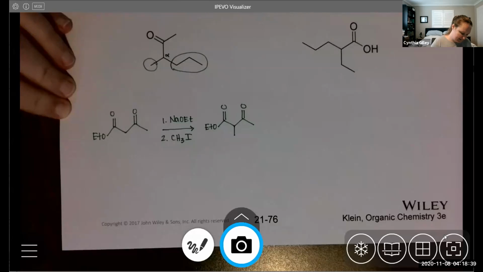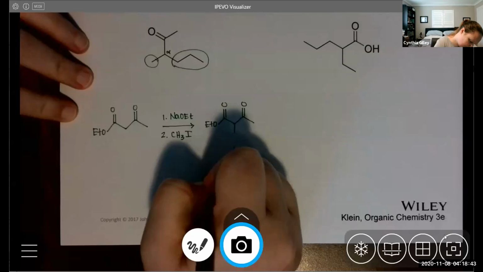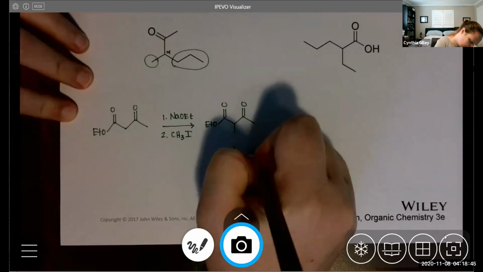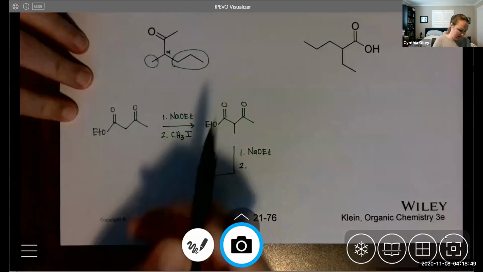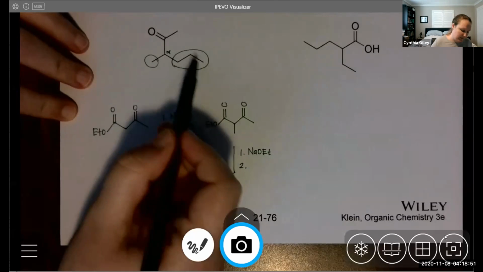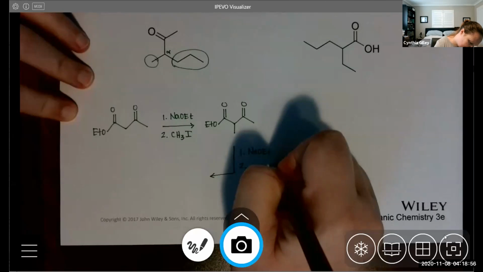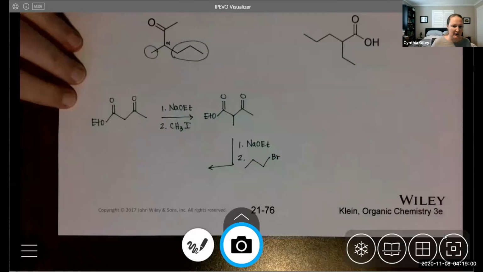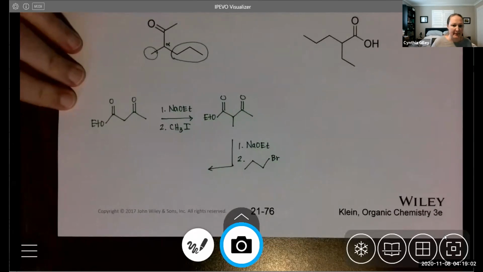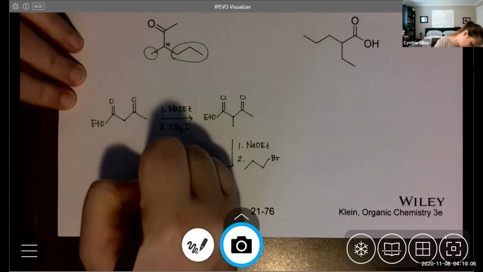In that process, we can do another alkylation to introduce the second alkyl group. Notice that we're going to need a 3-carbon alkyl halide. This time I'm going to use alkyl bromide, but it doesn't matter. And I'm going to draw the product of that step.